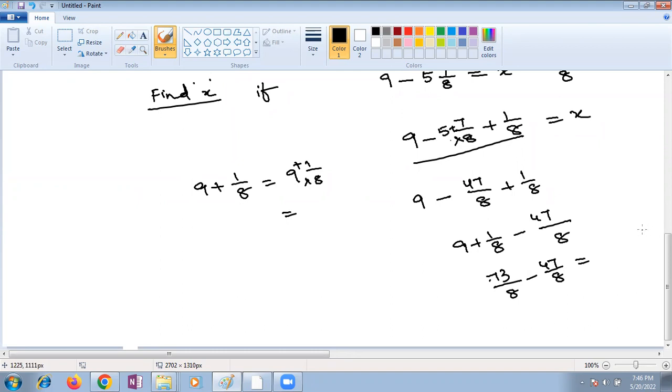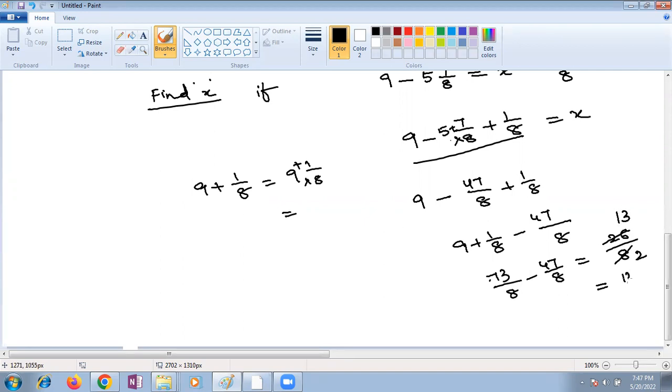Yes, what is the answer? Ma'am, 26 by 8. Is 26 by 8 in the lowest form? Is it an irreducible fraction? No, we can reduce it. Yes, ma'am, we can reduce.